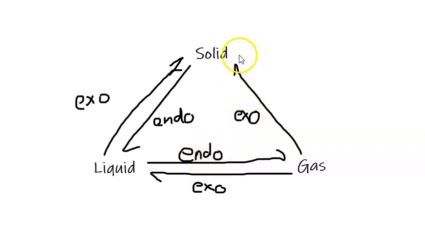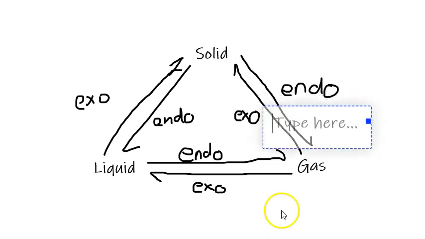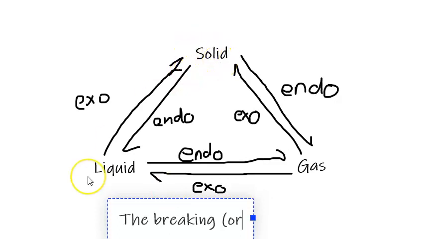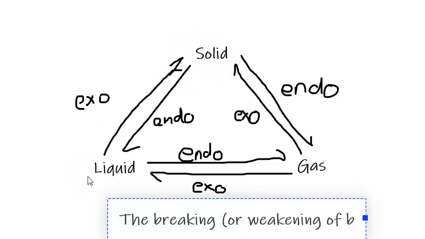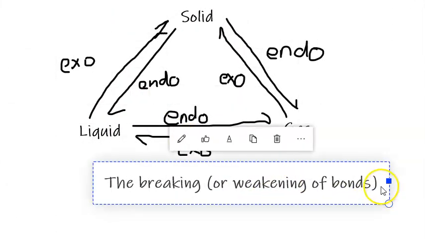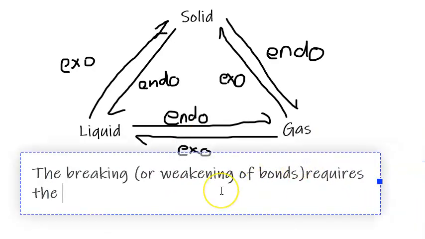And then for sublimation, if we went straight from a solid to a gas, then that would be absorbing energy as well. So that is an endothermic reaction. So the general phrase that we can use is that the breaking or weakening, in the case of going from a solid to a liquid, of bonds requires energy, the input of energy, so it's endothermic.